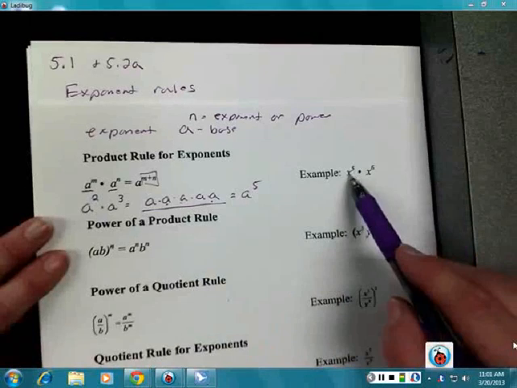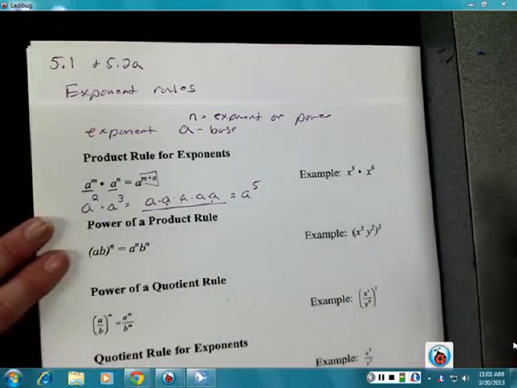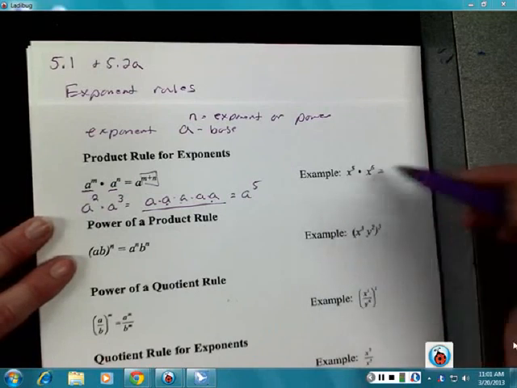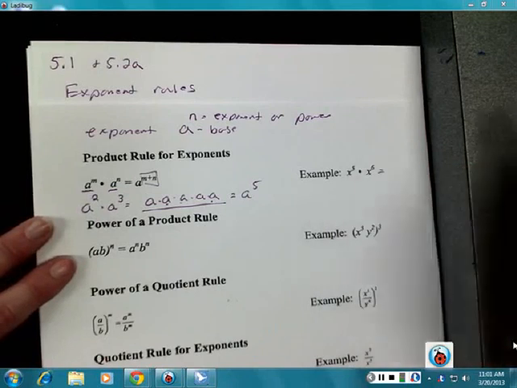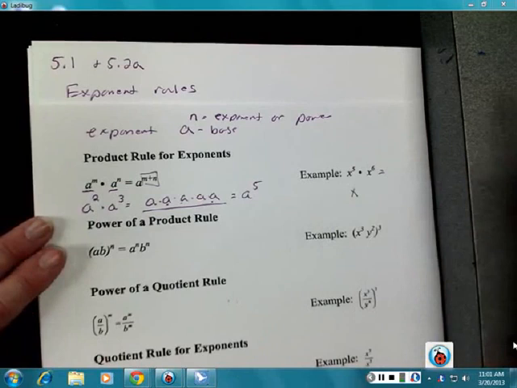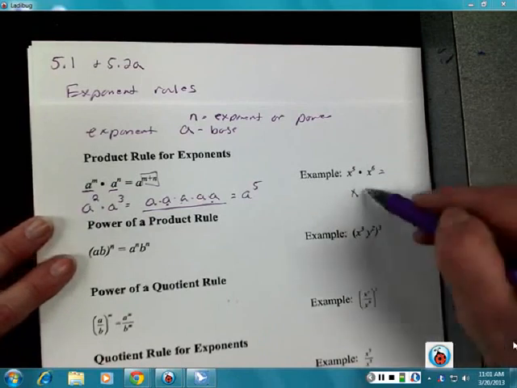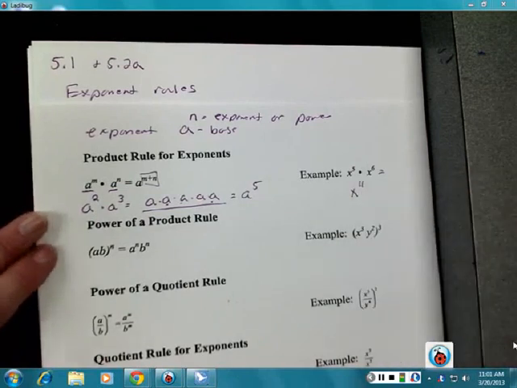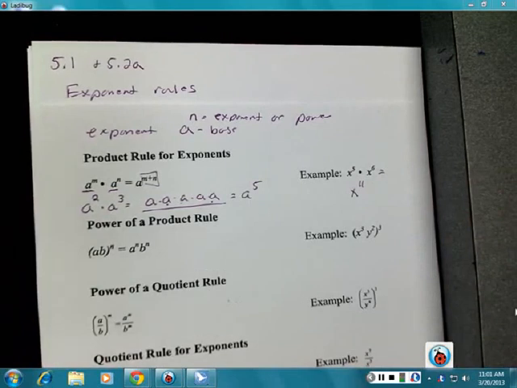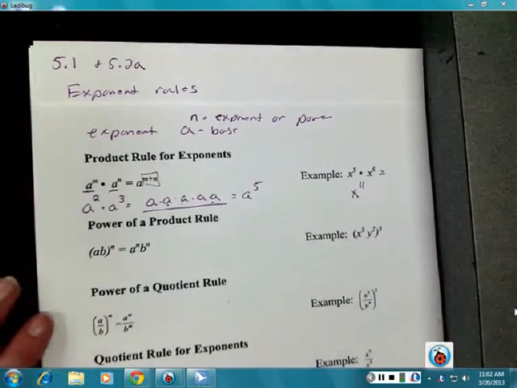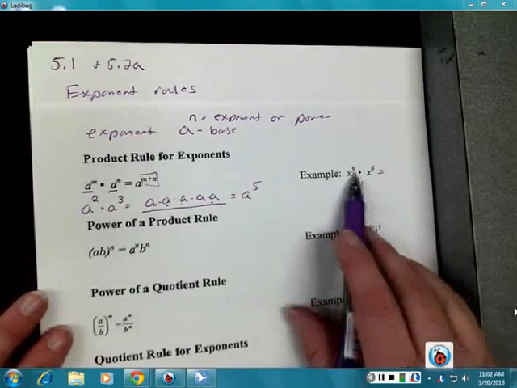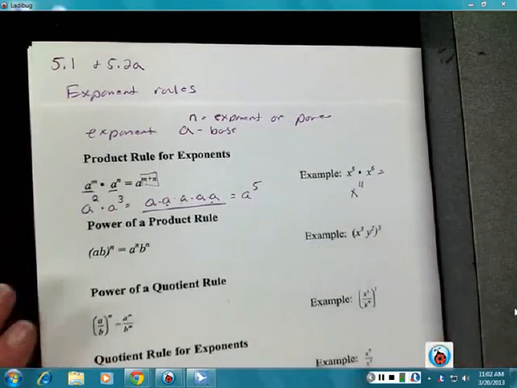So x to the 5th times x to the 6th as my example. What will my answer be? X to the 11th, because I just simply add them together. 5 plus 6 ends up being 11, and so I get my 11 for my answer to that one. So when I get these two bases the same, I just add my exponents.